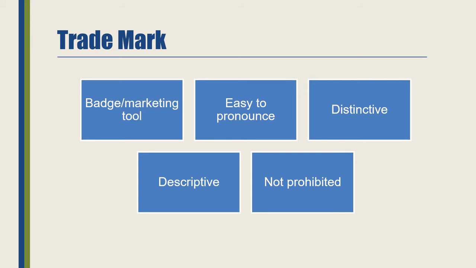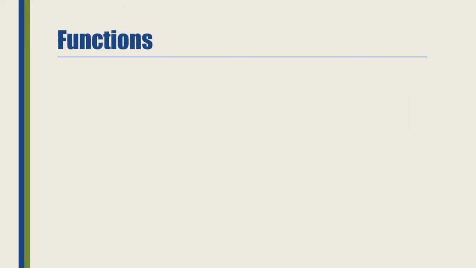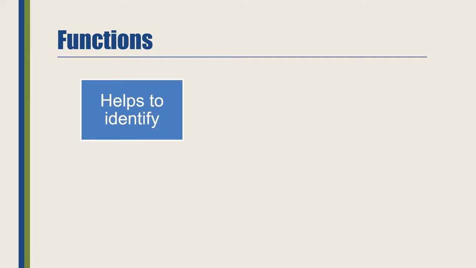Now let's see what are the functions of a trademark. The first, maybe the foremost function of a trademark is to help in identifying a product. Say for example, if you are buying a Marie biscuit, the trademark identifies it for you. Trademarks help you to identify the product. A similar function is given to all trademarks as far as the goods, articles or services are concerned.